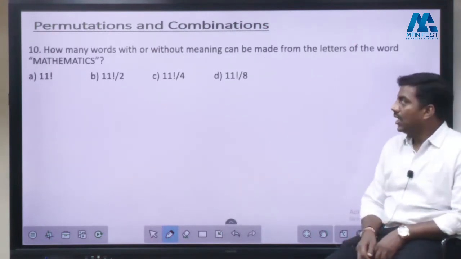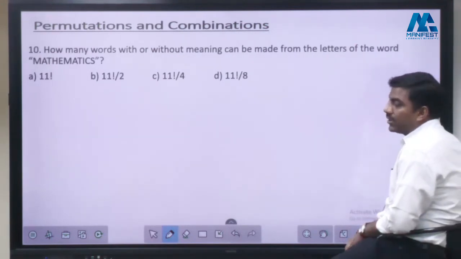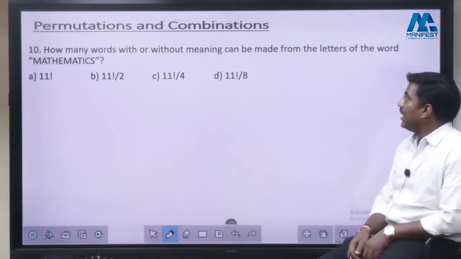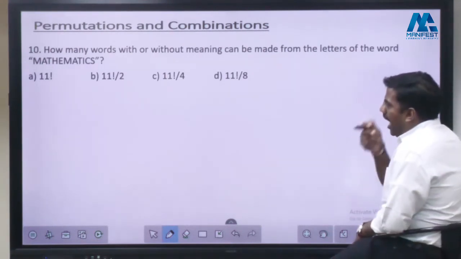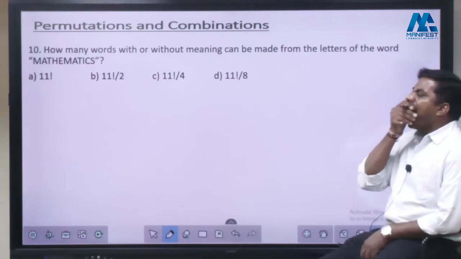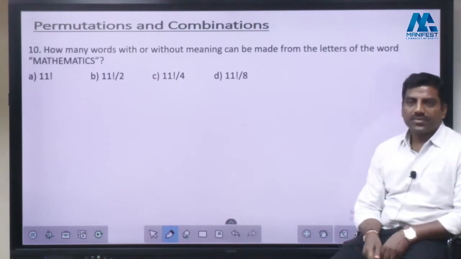Now, how many words with or without meaning can be made from the letters of the word mathematics? So mathematics, how many letters are there?